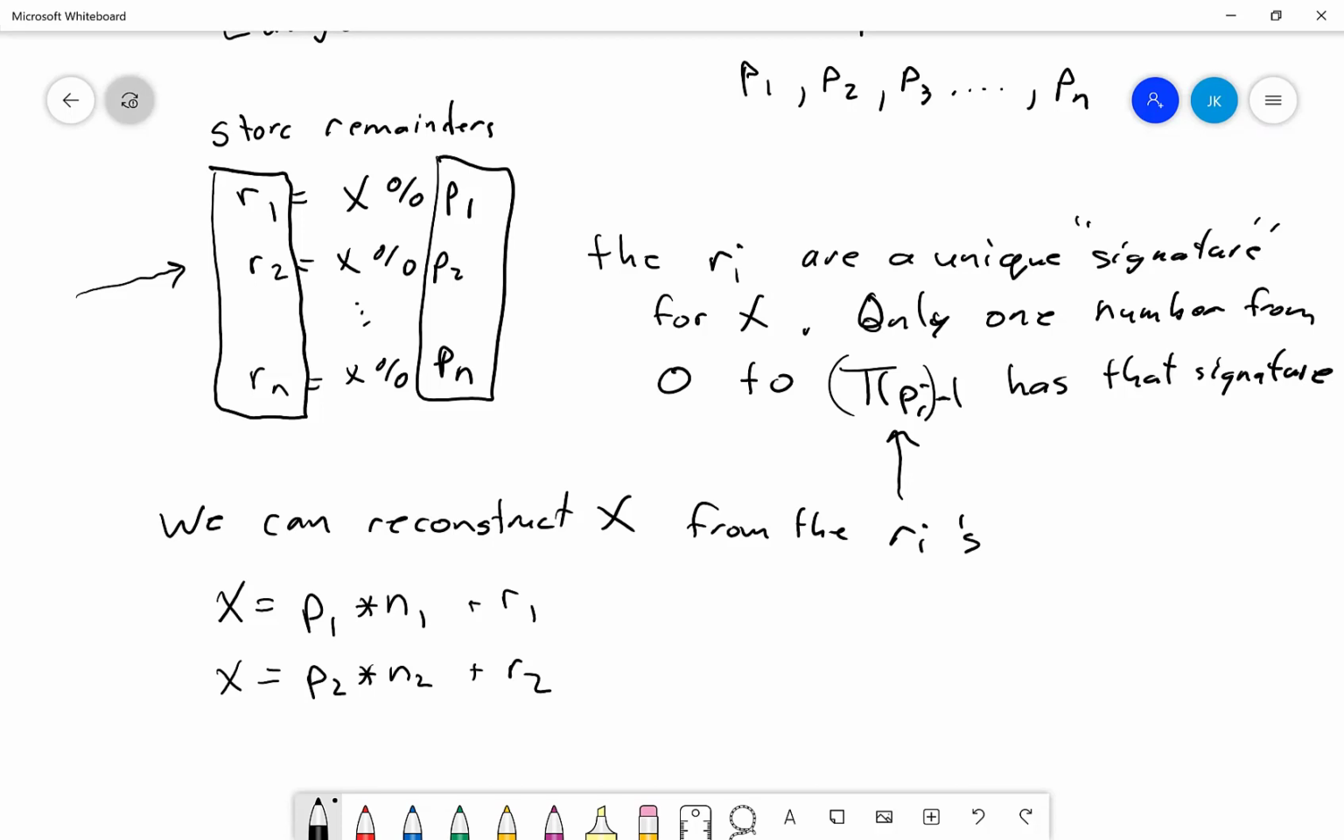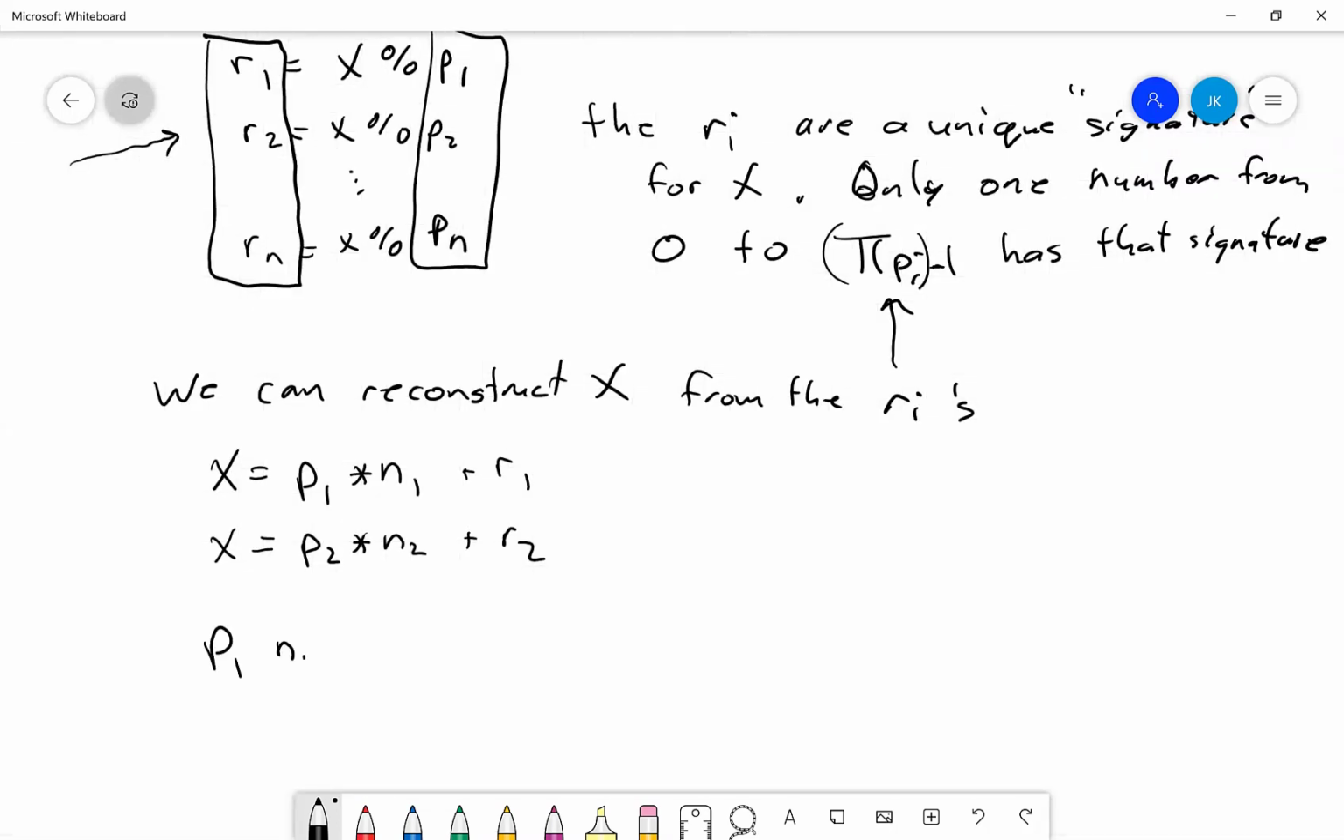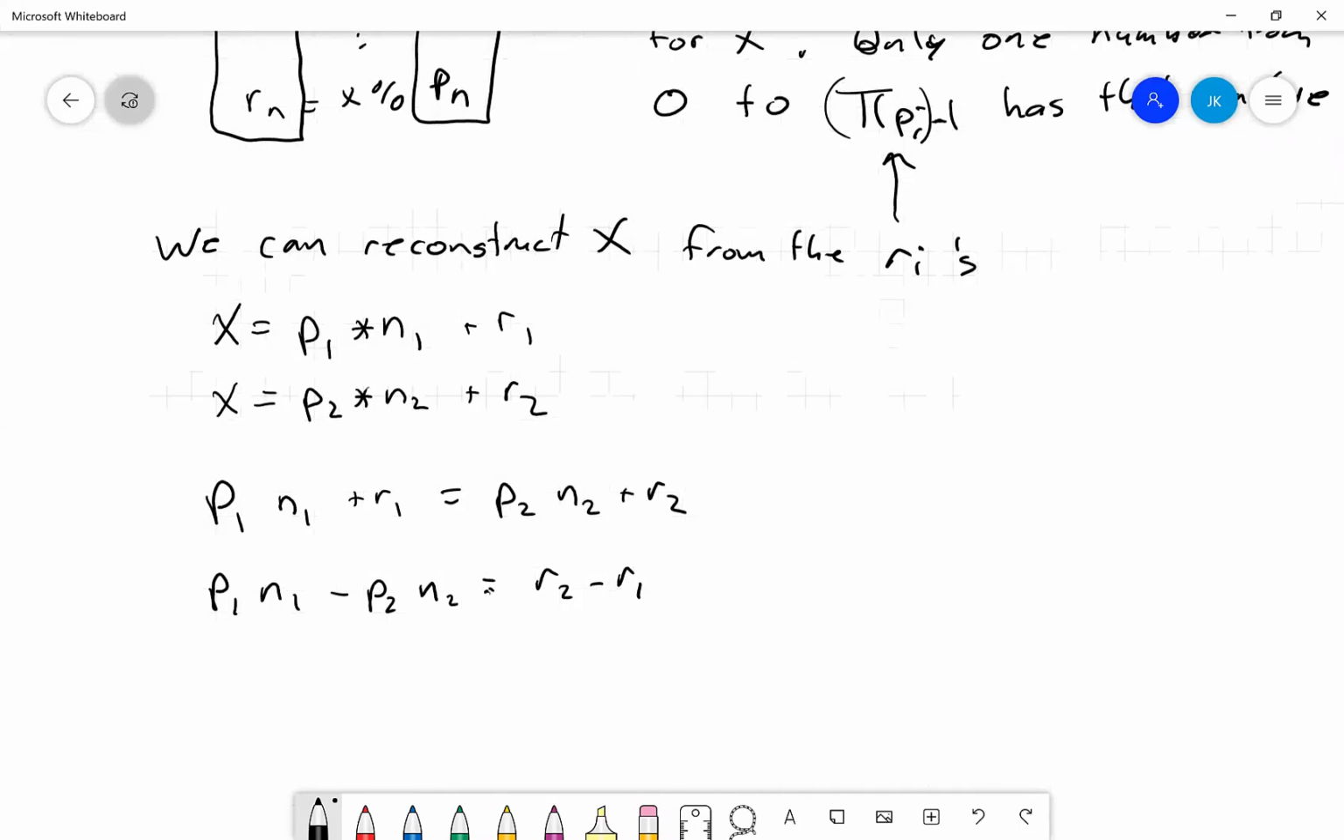And so since we know these two things are equal, we can set them equal. And so we get that p1 n1 plus r1 equals p2 n2 plus r2. We don't know n1 and n2 yet, obviously. Okay, and so we can rewrite this as p1 n1 minus p2 n2 equals r2 minus r1. And notice now that what we have here is yet again a Diophantine equation, where the unknowns are n1 and n2.